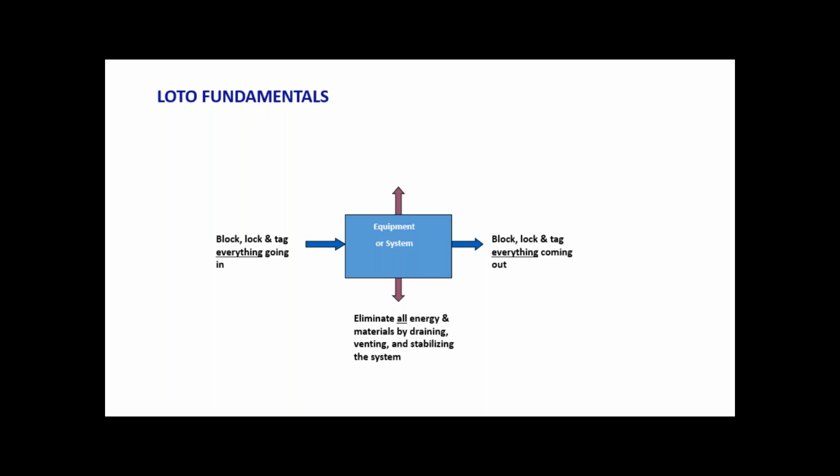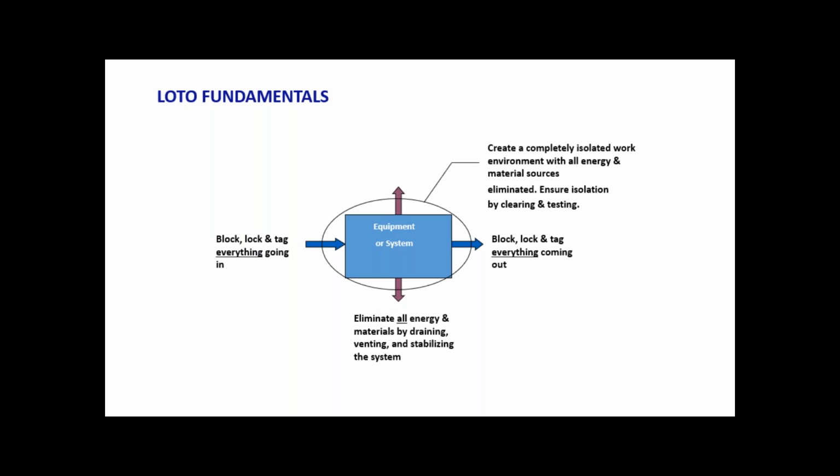So we can eliminate all energy and materials by draining, venting and stabilizing these systems. There should not be any stored energy in these equipments or systems. The energy may be electrical energy, chemical energy, mechanical energy, etc. All this energy should be drained off and eliminated from that system, and the energy source that is input to that system should be locked, and a tag should be applied on those locks.